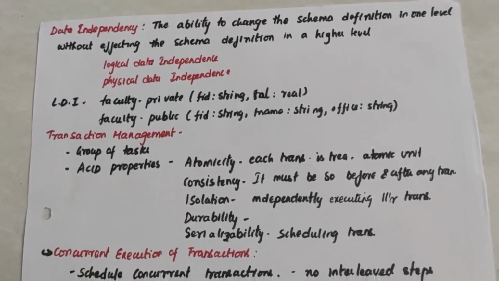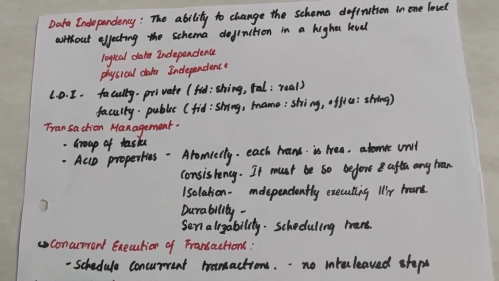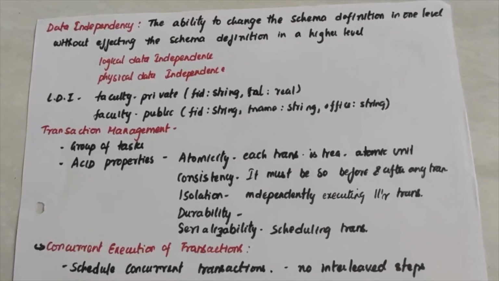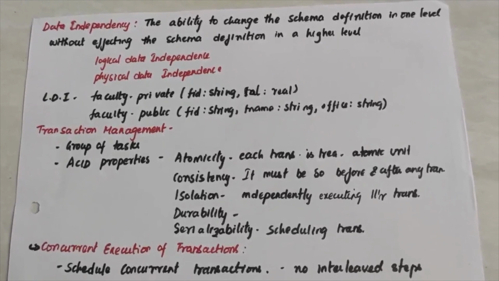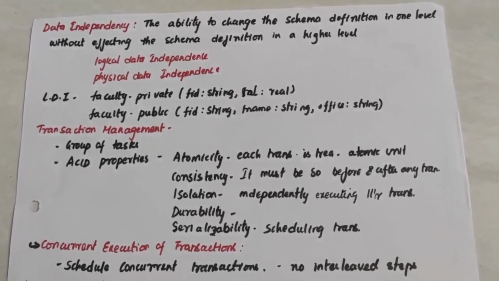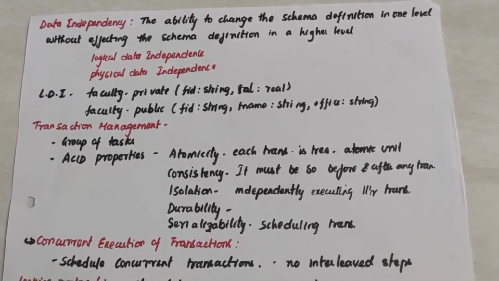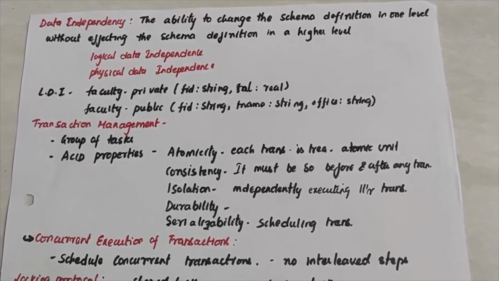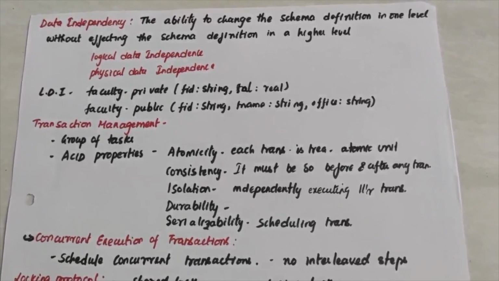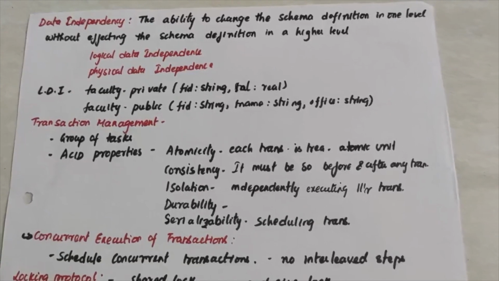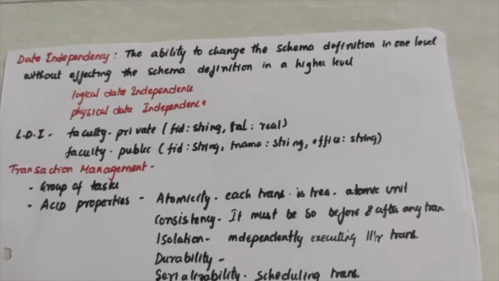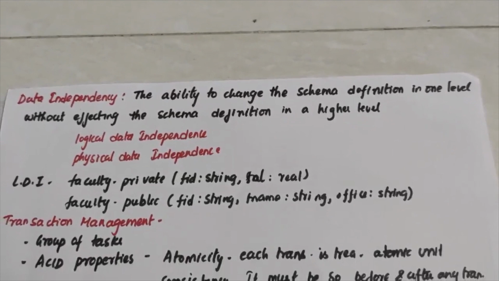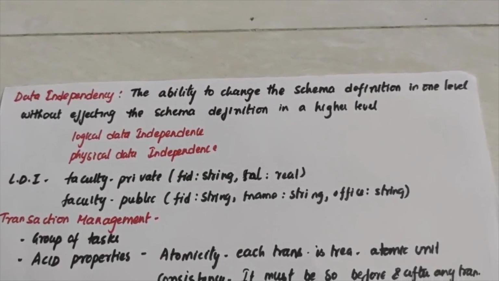Data independency. Data independency is the ability to change the schema definition in one level without affecting the schema definition in a higher level. That means we know that we have three levels of abstraction. So data independency is the ability to change the data or the data structure and organization in one level without having the application programs to be rewritten in the other or higher level. You will understand them once we start taking the examples. That will be easier. Now let's see the types of data independence.